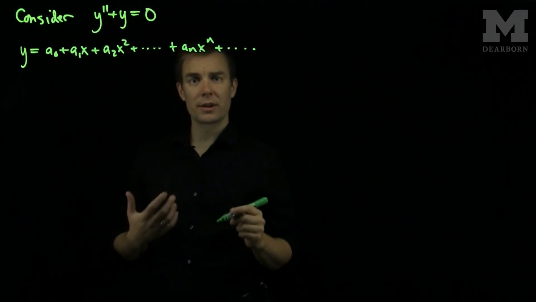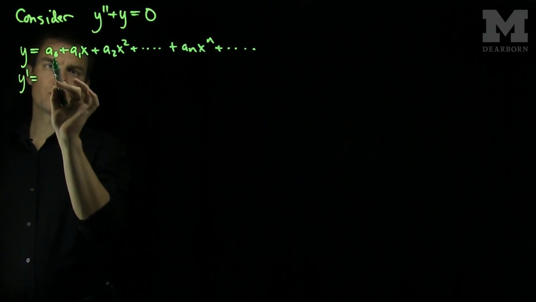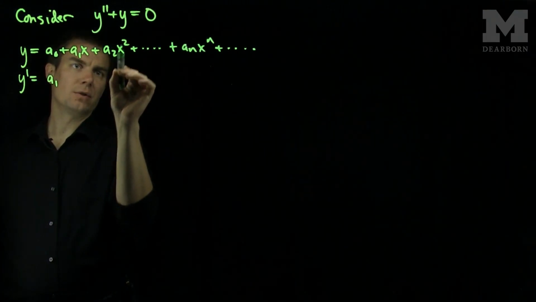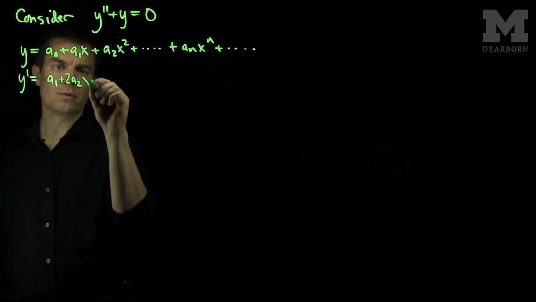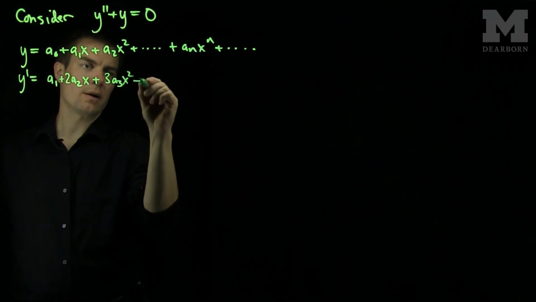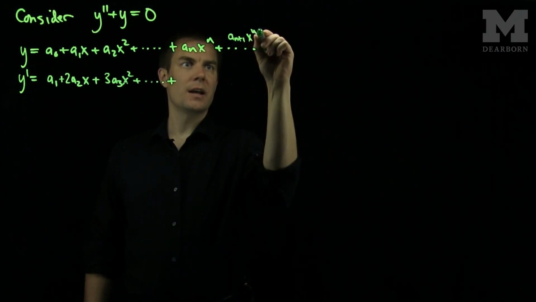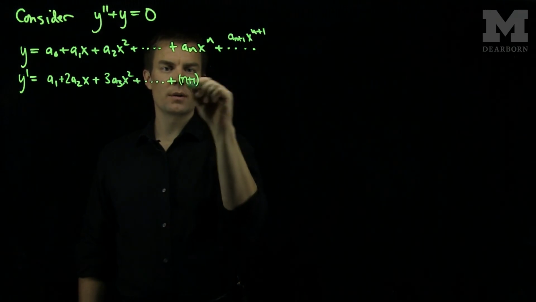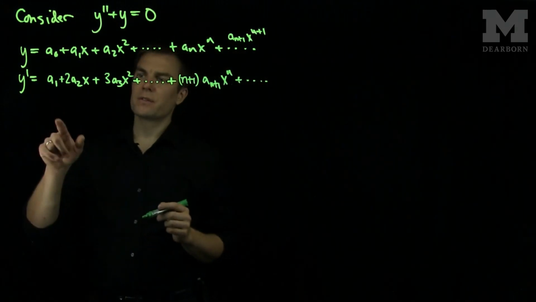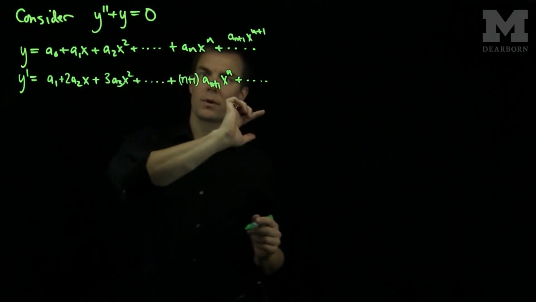The advantage of writing a solution as a Taylor series is its derivative is very easy to compute. The derivative of a0 will be 0, the derivative of a1 x will be a1, the derivative of a2 x squared will be 2a2 x, the derivative of a3 x cubed will be 3a3 x squared, and the derivative of the next term, a(n+1) x to the n plus 1, will be (n+1) a(n+1) x to the n. So when you compute the derivative of a Taylor series, all of the coefficients shift over, and you'll have an additional factor of 1, 2, 3, 4, and so on.